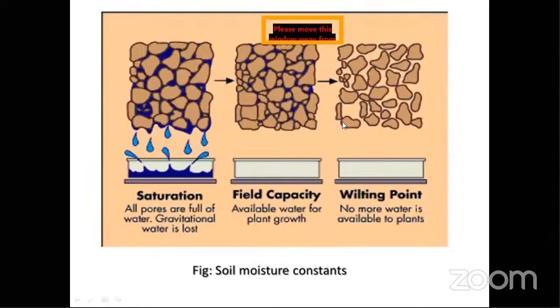In this diagram, we can see soil moisture constants. In the first diagram, the field is at saturation capacity. Here we can see all macro and micropores are filled with water, and water is moving downwards because of gravitational force. In the field capacity, macropores are empty, only micropores are filled with water. This field capacity is available for plant growth, it is the upper limit. And in the wilting point diagram, all macro and micropores are empty. No more water is available for plant growth. That's why it is known as wilting point, because the plant starts wilting at that point.